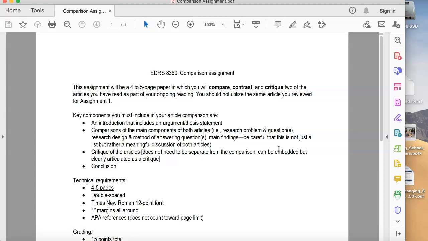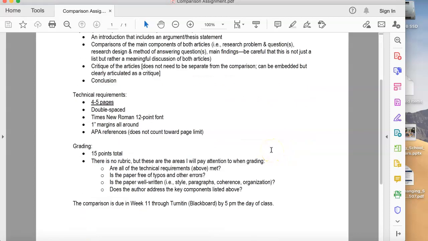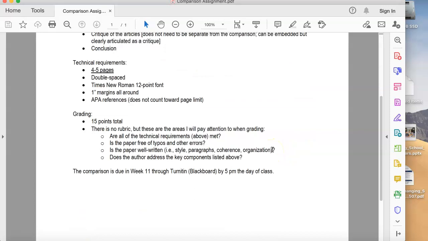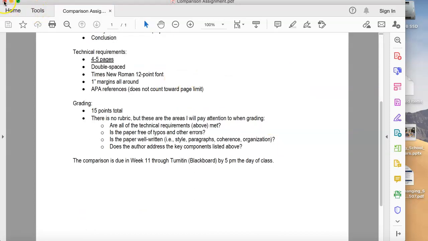You're not just summarizing both of them. You're saying, how are they similar? How are they different? And how do they collectively contribute to our knowledge, but also maybe leave that door open for more in future research. It's 4 to 5 pages. It's also 15 points, due week 11.